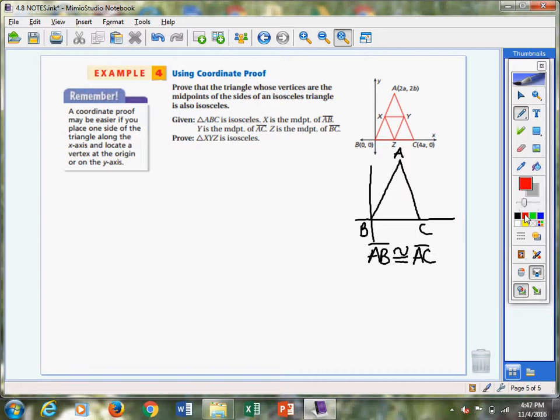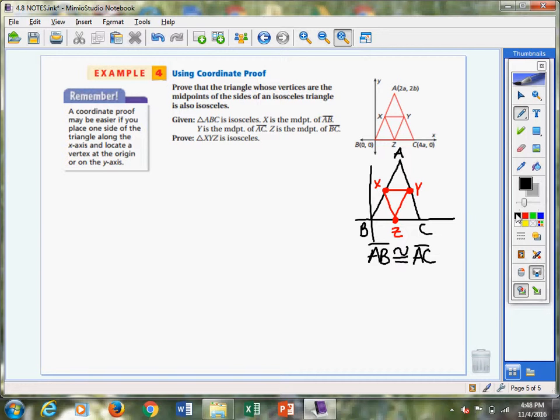And they said, now you've got vertices and you've got midpoints. So this point, X, is the midpoint of AB. Y is the midpoint of AC. Z is the midpoint of BC. Prove that this triangle is also isosceles. So our goal is to figure out, is XZ congruent to YZ? That's really what we're after. That's what we're trying to prove. And if you didn't really understand the figure when you first saw it, that's the breakdown of it. That's what they're trying to get you to do.